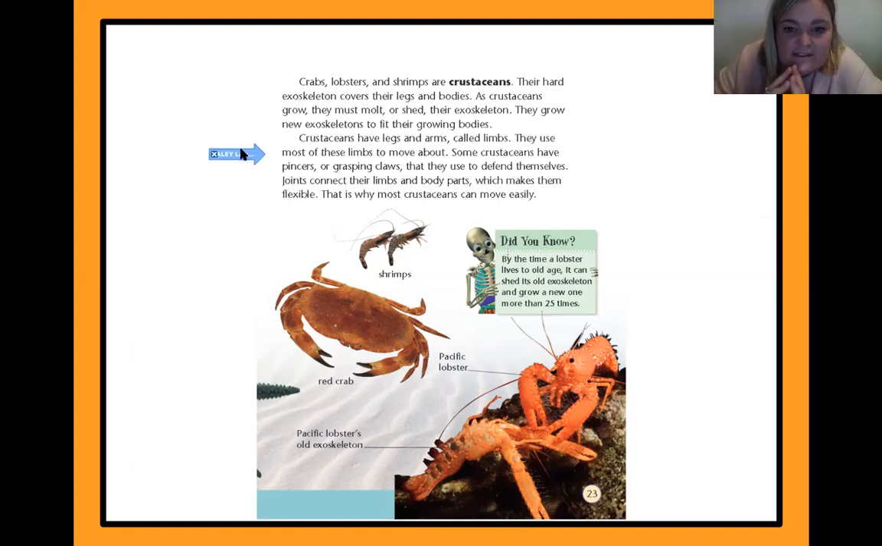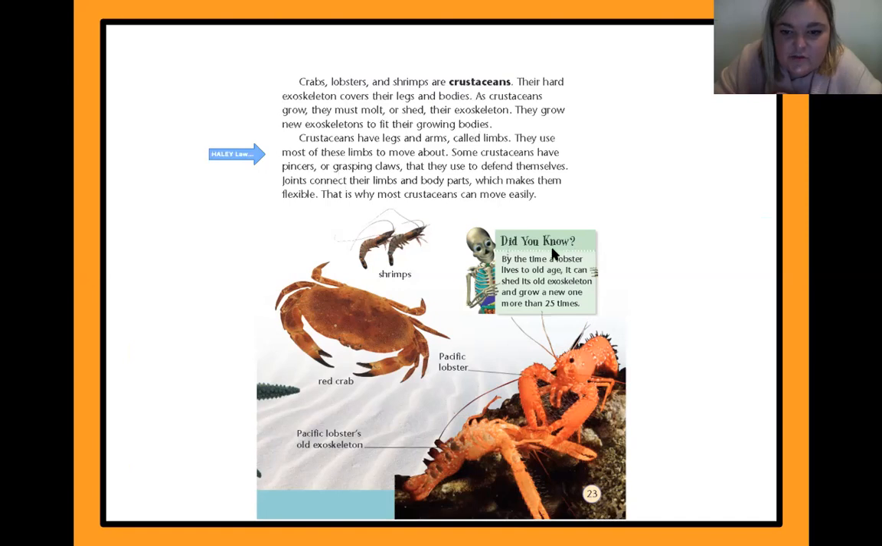Crustaceans have legs and arms called limbs. They use most of these limbs to move about. Some crustaceans have pincers or grasping claws that they use to defend themselves. Joints connect their limbs and body parts, which makes them flexible. That is why most crustaceans can move easily. So some crustaceans are shrimps, we've got red crab, we've got Pacific lobsters.